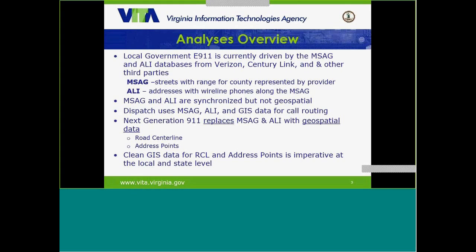So that acronym MSAG, what does that mean? The MSAG is actually the Master Street Address Guide. Essentially it is streets with a range for the county, and that's represented by the provider. So that's Verizon, that's CenturyLink, that's Comcast. It's what you have in your locality for all the streets and the ranges that are within that. And it also includes some community information, some ESN information, and things of that nature as well.